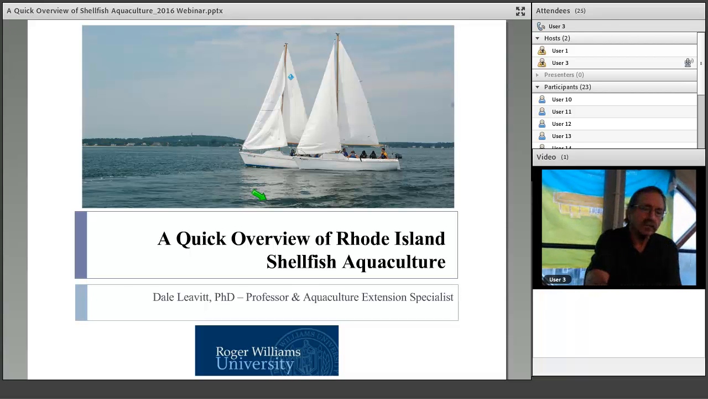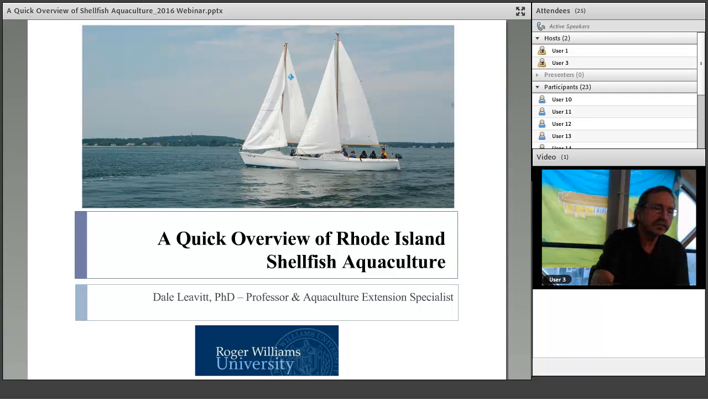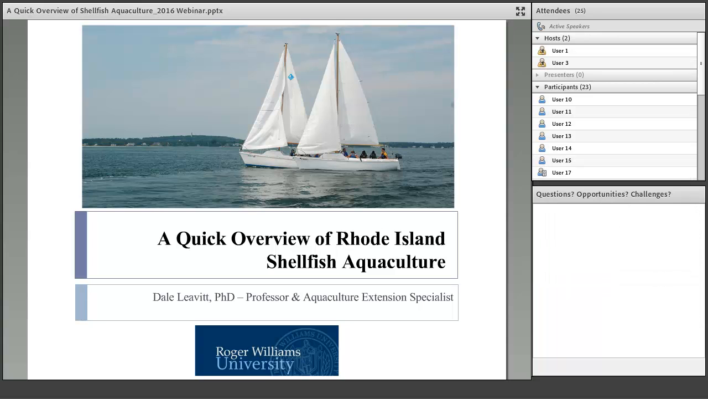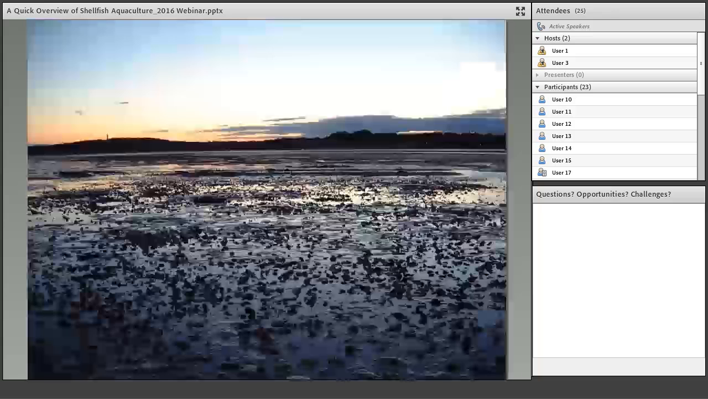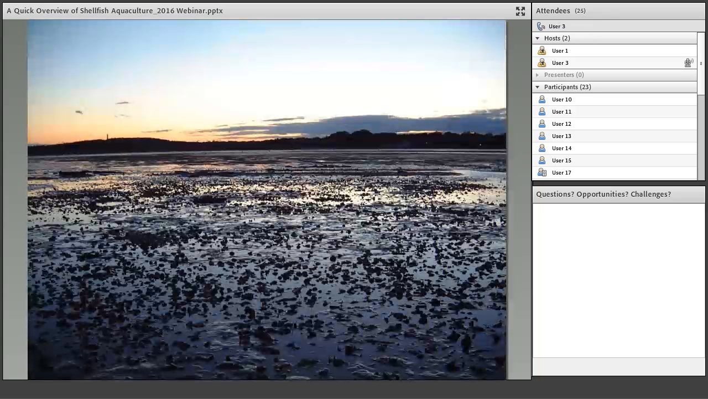So if you look now, you can see the same monument on the same hillside, and this is that same body of water at low tide. What we see here is a shellfish aquaculture growing area that is using both bottom plant and some bottom cage systems, which we'll be talking about in a few minutes.